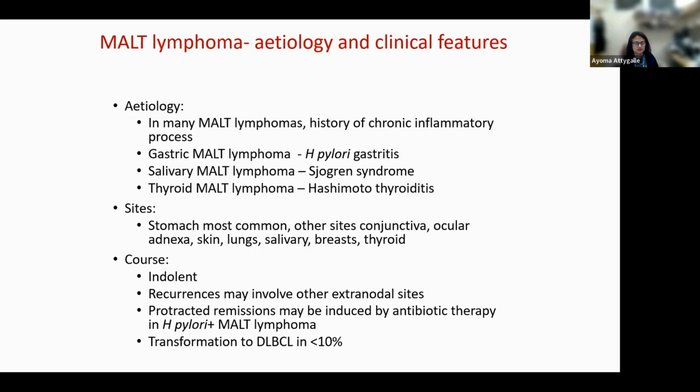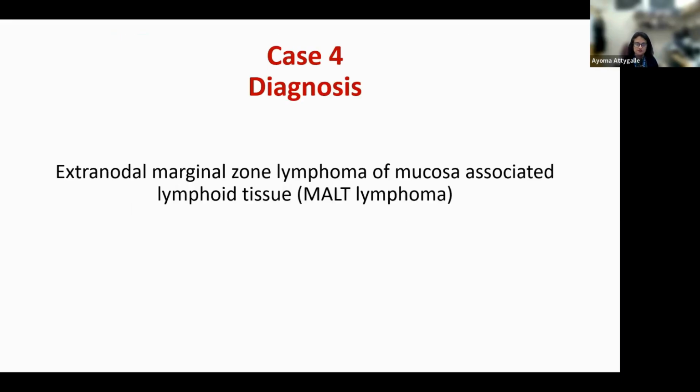The course is indolent and recurrences tend to involve other extranodal sites. And you can have a lung MALT, which can also be disseminated into the stomach and so on. So protracted remissions may be induced by antibiotic therapy in the case of Helicobacter-positive MALT lymphoma, and other sites also, for instance conjunctival MALT, etc. They're not Helicobacter, by the way. And then transformation to diffuse large B-cell lymphoma can occur in a small proportion of cases.